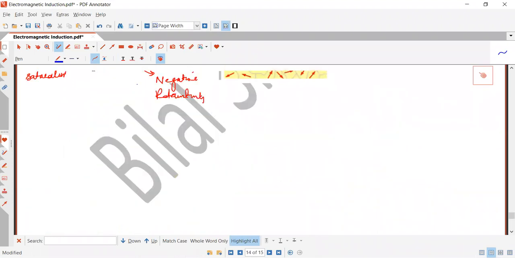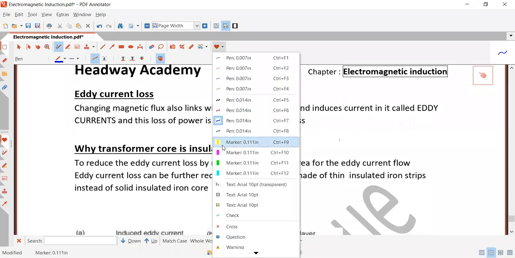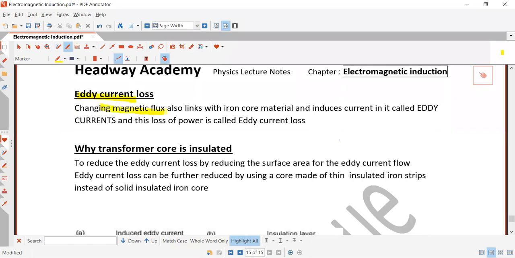Okay. Now, students, the next type of energy loss in a transformer is eddy current loss. Changing magnetic flux also links with the iron core material and induces current in it, and we call it eddy current. Power loss due to eddy current is called eddy current loss. How do we reduce it? To reduce it, students, we reduce the surface area of the eddy current, and it can be further decreased by using a core made of thin insulated strips instead of a solid iron core.